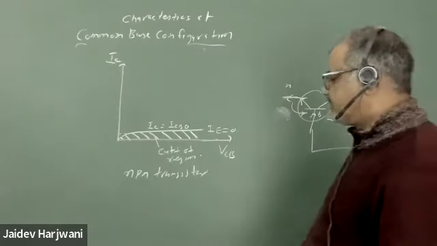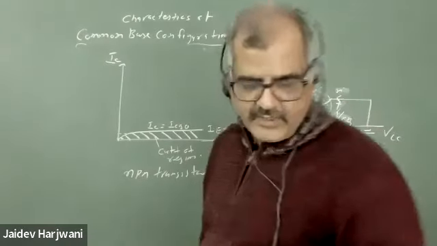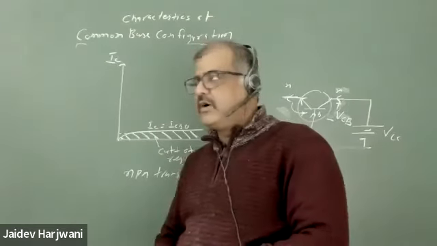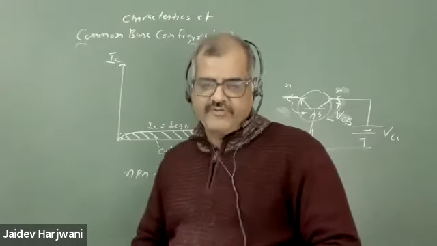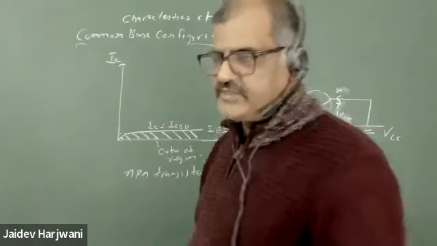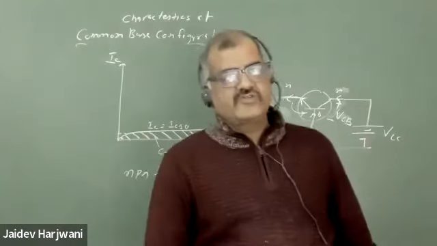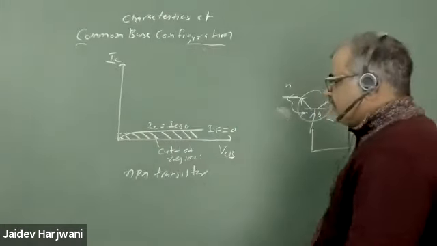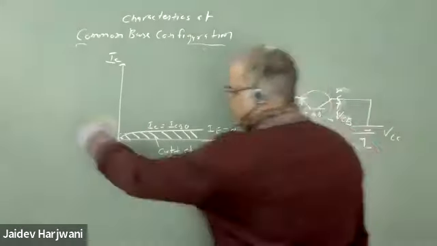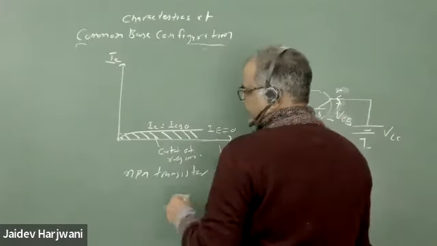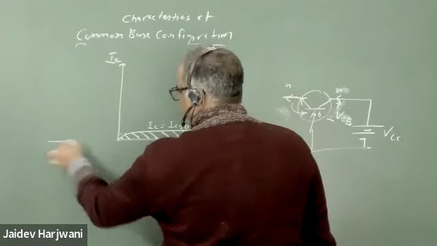So the cutoff region means there is minimum current at the output. That's why it's called switched off, meaning no current. The transistor is working as a switch that is off. Now similarly, suppose I'm making the forward bias positive. If I make it positive, what will happen? Obviously some current will flow.